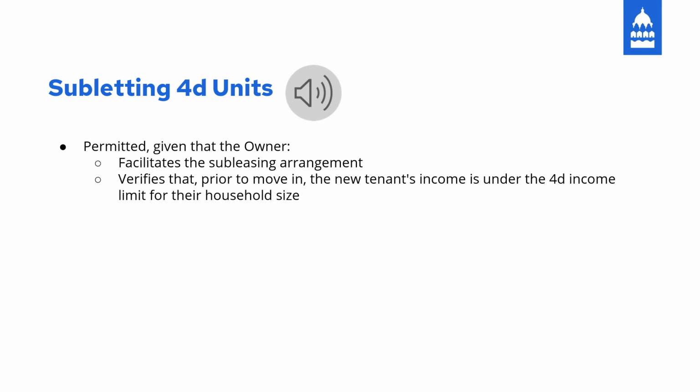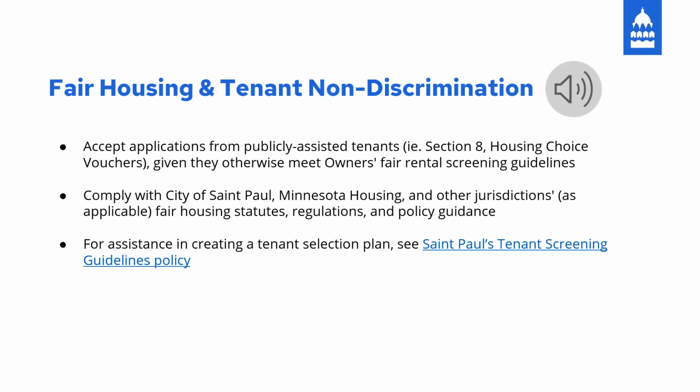If you sublet any 4D units, please make sure the property owner or manager is facilitating the subleasing arrangement. Additionally, the income verification process does apply, so any subletters must also be under the income limit for their household size. By enrolling in the 4D program, property owners and managers agree to follow all applicable fair housing and tenant non-discrimination statutes, regulations, and policies. For assistance in creating a tenant selection plan, see St. Paul's Tenant Screening Guidelines policy.